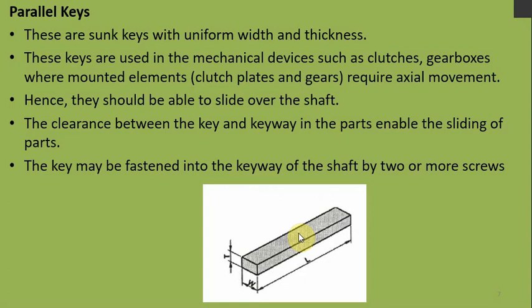The key may be fastened into the keyway of the shaft by 2 or more screws in case of feather key. You can fasten this key over the shaft or over a hub. That means if you fasten this key over the shaft, then shaft and key will be a single unit. If you fasten this key on the hub, then hub and key will act like a single unit. So such keys are called feather keys.